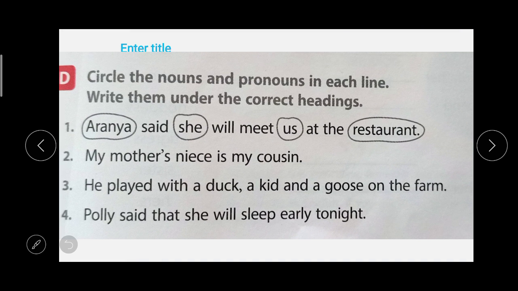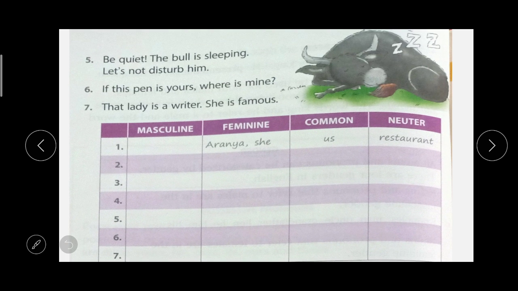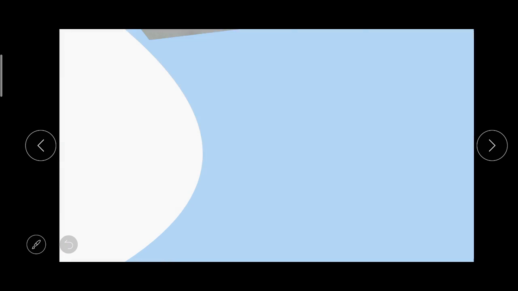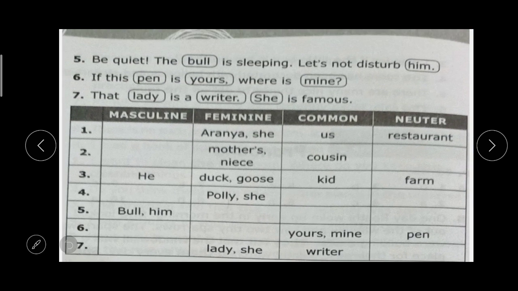Here, students, you have to circle the nouns or pronouns in these sentences, and after that you have to put them under the correct headings according to this table. So let me show you the answer. In number 1, the nouns and pronouns are Aryan, she, us, restaurant. Number 2, mother's, niece, cousin. 3, he, duck, kid, goose, farm. 4, Polly, she. 5, bull, him. 6, pen, yours, mine.